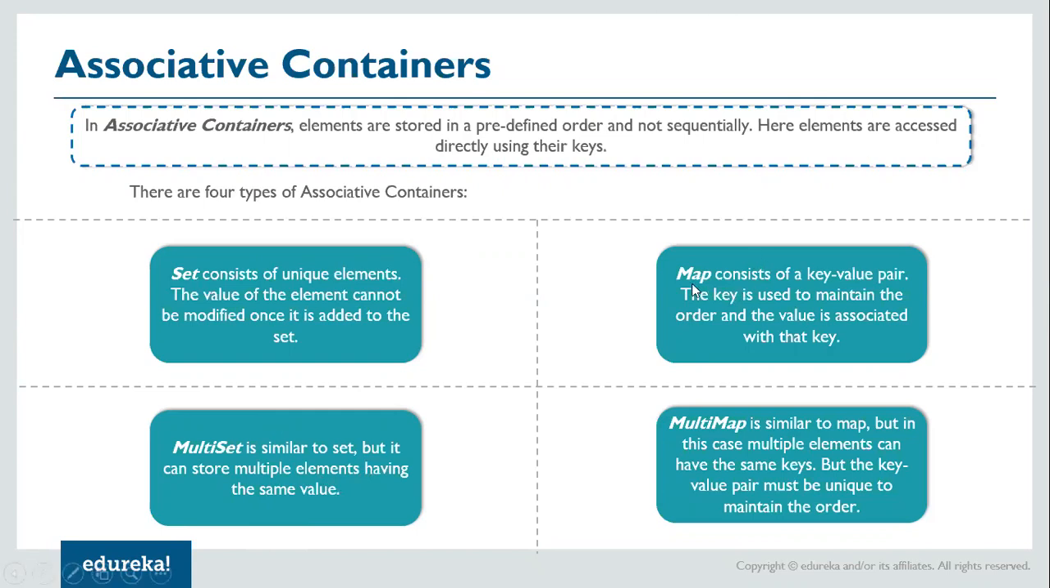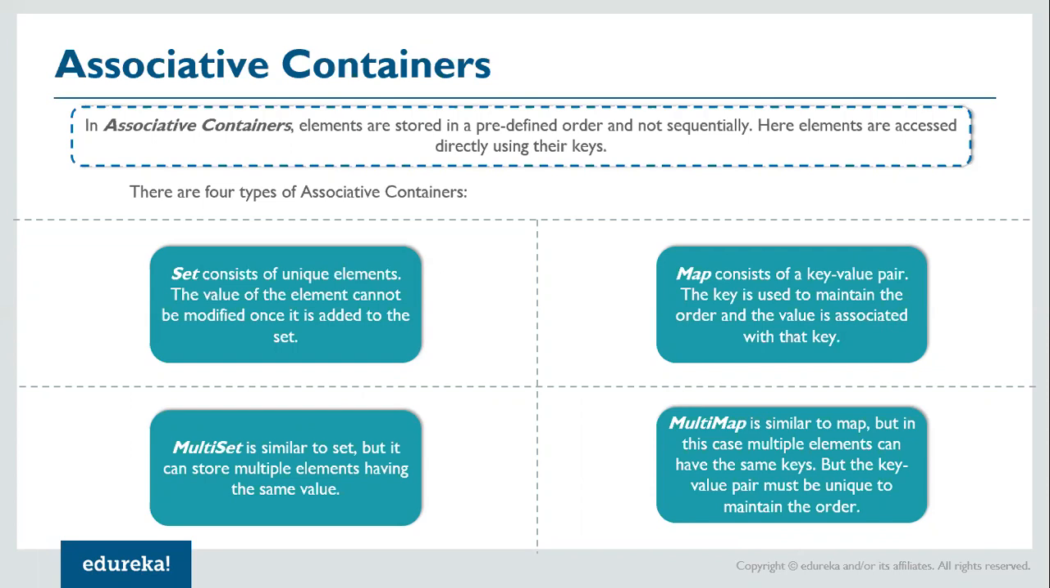What is a map? Map consists of key value pairs. The key is used to maintain the order and the value is associated with the key. So for example, for a given key, we have a value stored against it. If you want to access the value, you access that value with the help of a key. So it's a key value relationship.